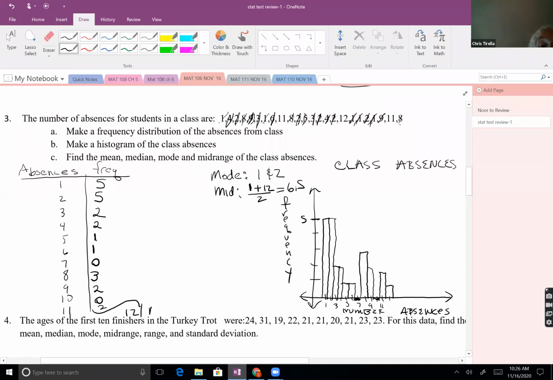Now for the median, let's see, we have 1, 2, 3, 4, 5, 6, 7, 8, 9, 10, 11, 12, 13, 14, 15, 16, 17, 18, 19, 20, 21, 22, 23, 24 values. So I'm going to look at the position of the median.